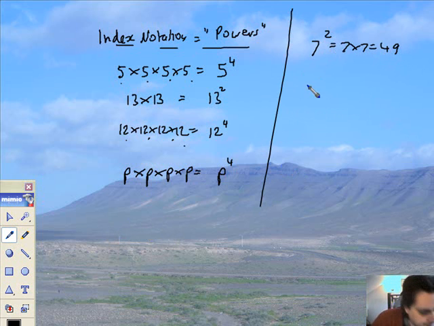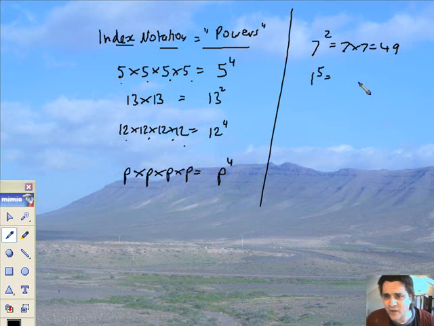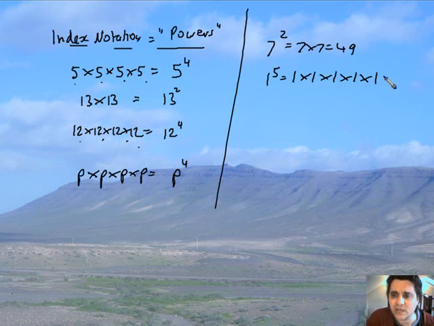Jump over a couple. I've got 1 to the power of 5. Ooh dear. Is it 5? Is it 1? Is it nothing? It's 1 times 1 times 1 times 1 times 1 is 1. 1, 2, 3, 4, 5. Yeah. You can have billions. Yeah, 1 to the power of 1,000 is still going to be 1.